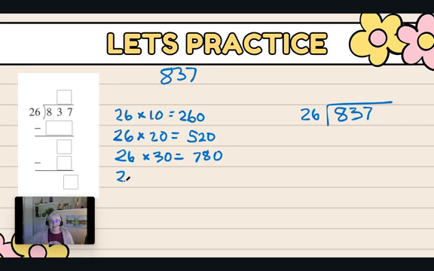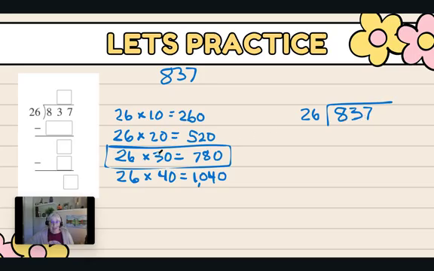Let's see if 26 times 40 can get us even closer, or is it going to go over our goal of 837? Let's see. 26 times 40 would be the same as 26 times 4, and then multiplying by 10 afterwards. Okay, 26 times 4. 6 times 4 is 24. Oh, it's 104, and then add the 0 after. That goes over. So we are going to start by multiplying 26 times 30. That is going to get us the closest to 837 without going over.